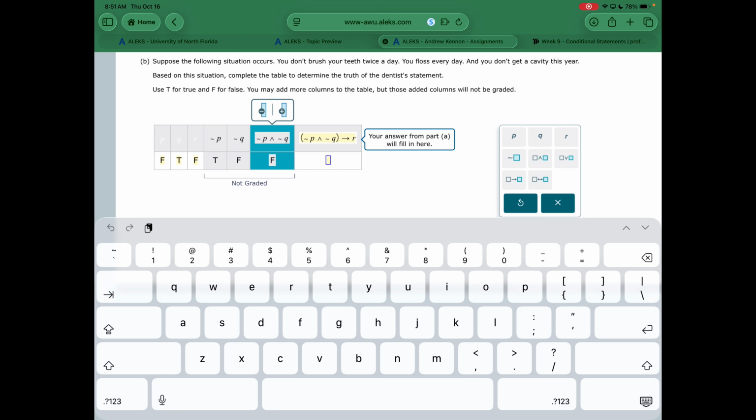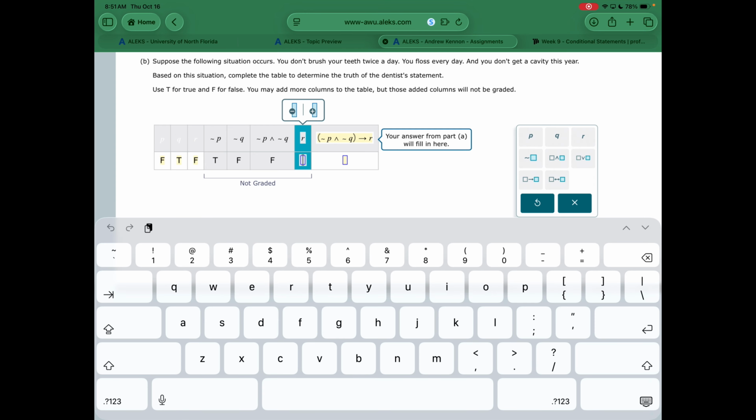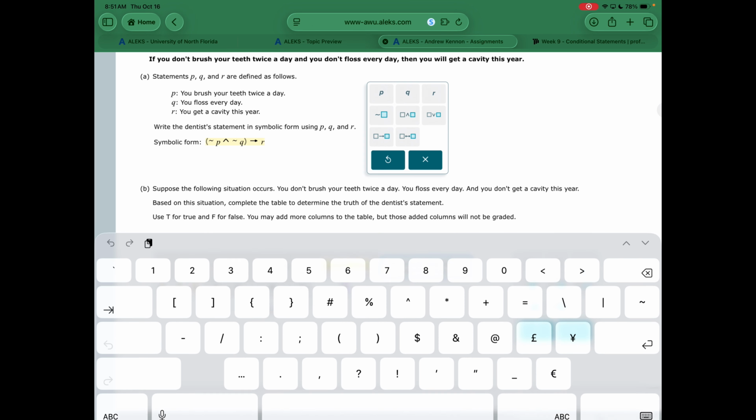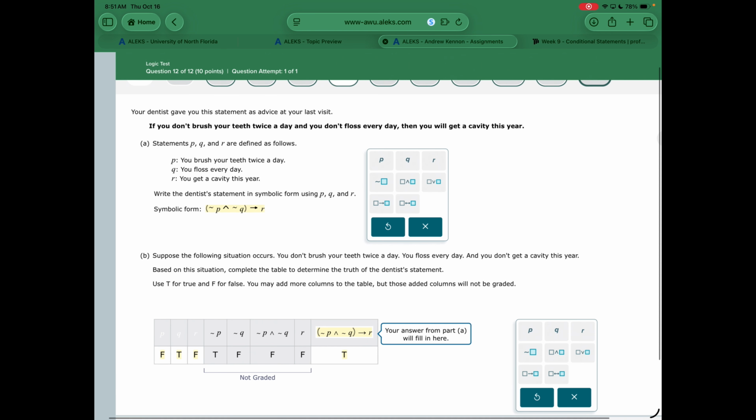And now I'm going from that one to R. So I'm going to rewrite R right here just so I have it in order. So I'm using those last 2 columns right there. If then is only false if the first is true and the second is false. So this is true. The dentist did not lie to me.